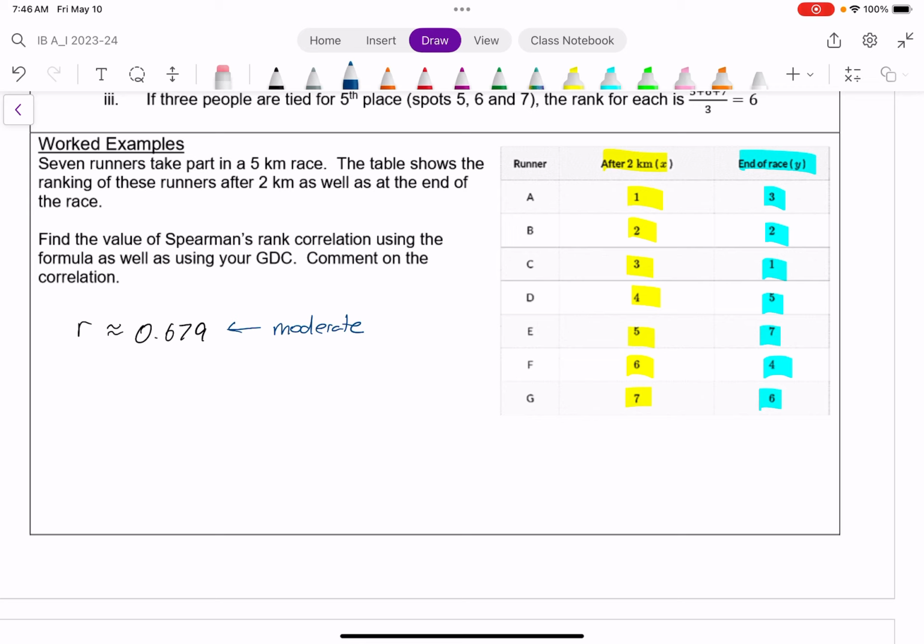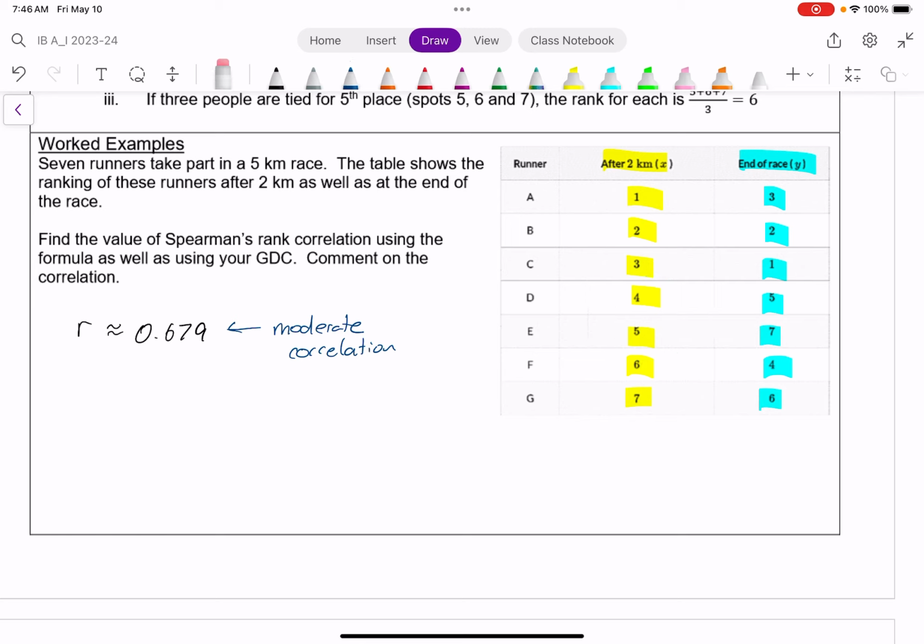which we can see is a moderate correlation. Roughly below 0.7 we call moderate correlation. So it's not quite a strong correlation, but a moderate correlation between their ranking after 2 kilometers compared to the end of the race, which makes sense that there's some sort of correlation here, but it's not that strong. However, we can also calculate this same correlation between rankings as long as there's no ties. By that I mean, in this case, there's no one who's tied for 4th, for example.